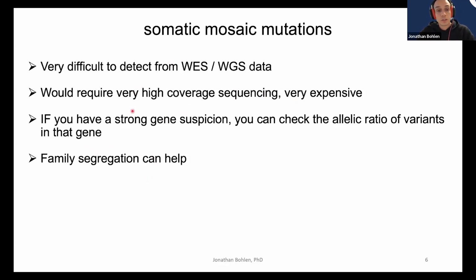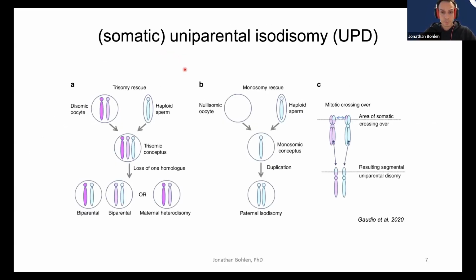Or if you have a strong gene suspicion, I do encourage you to look at the trace of this gene in your genome viewer and see whether there are any heterozygous variants that have a really skewed allele ratio, that they are not 50-50, particularly if they are covered by a lot of reads. And in this way, you could detect some somatic mutations. But generally, single nucleotide mosaic variants are very difficult to find.